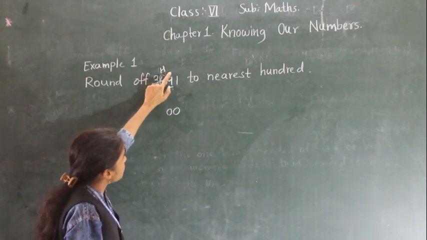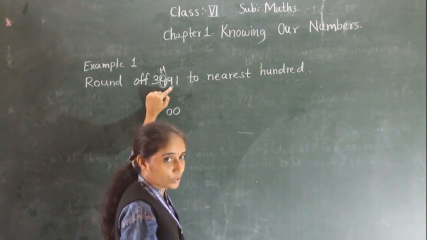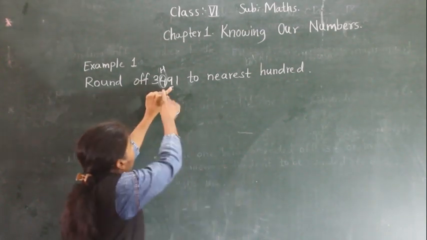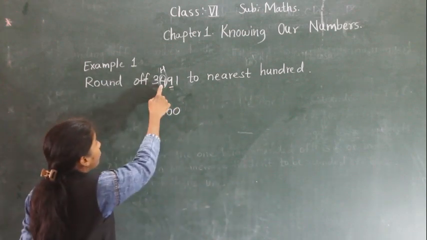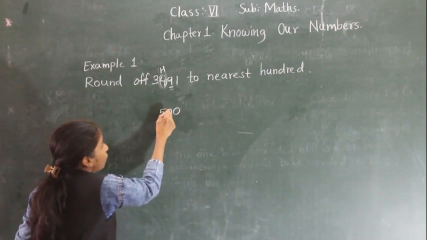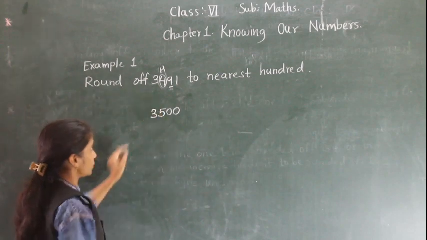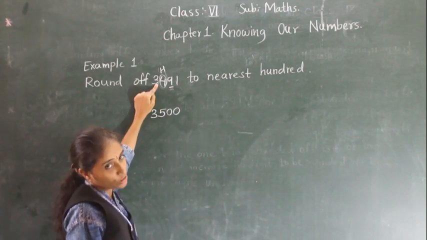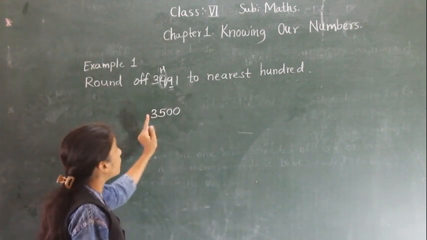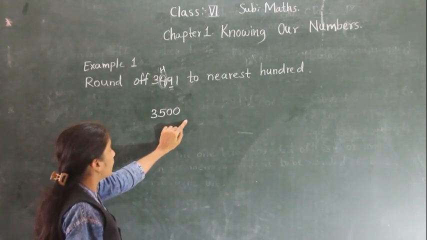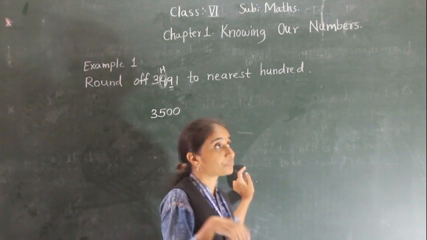See, now check the 10's place. The 10's place digit is 9, which means it is more than 5. If it is 5 or more than 5, then add 1 to the digit being rounded. So 4 plus 1 is 5. The digits before that are unchanged; we do not have to change this digit. Understood, everyone? So what is the number rounded to the nearest 100? 3500.